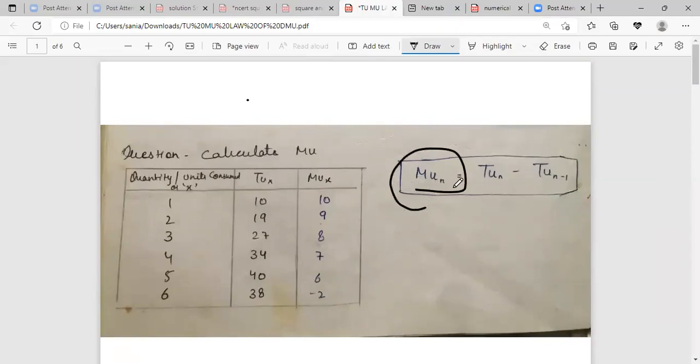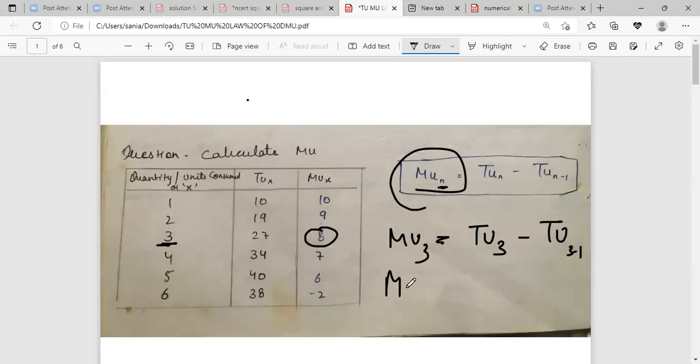To find out mu, for example, I'm just giving you a recall. This n means, for example, you want to find it for 3, so this is mu 3. That means you are going to find this one, 3 1. So what you will do first, tu n is your 3, and tu n minus 1, 3 minus 1.